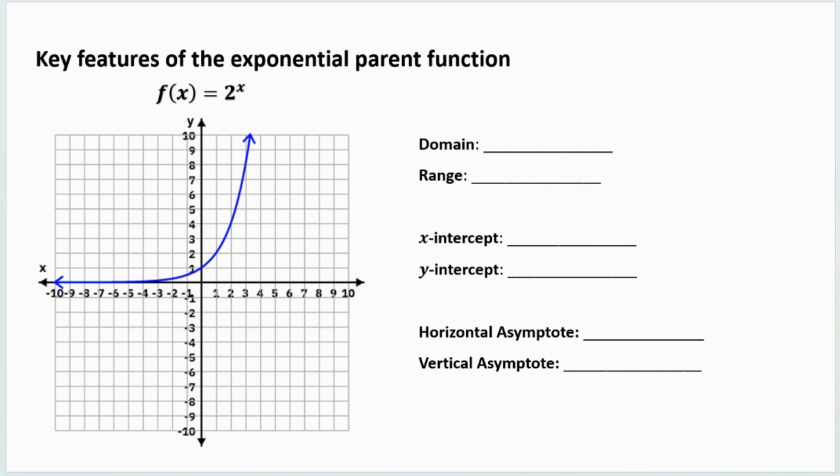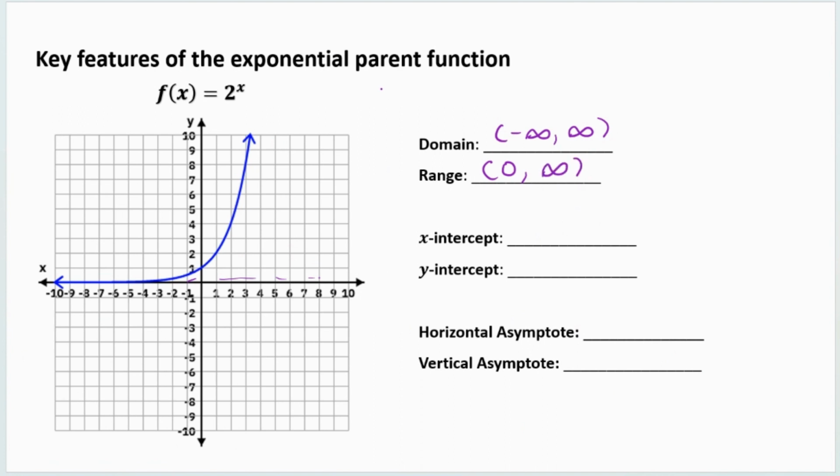So notice that the domain does include all x values. So we say that the domain goes from negative infinity to positive infinity. Now notice what happens with the range. The y values get really, really close to 0, but they don't actually include 0. So we're going to say that the range goes from 0 and then it heads up into positive infinity.